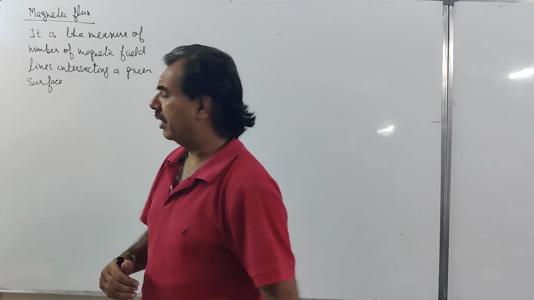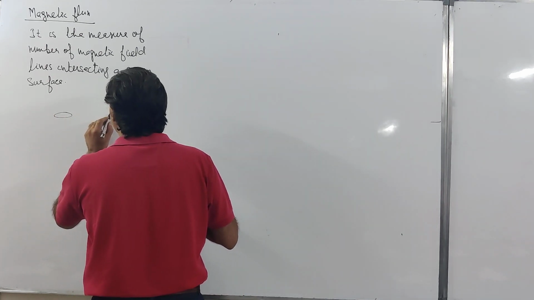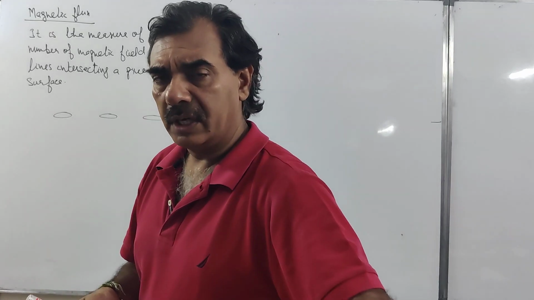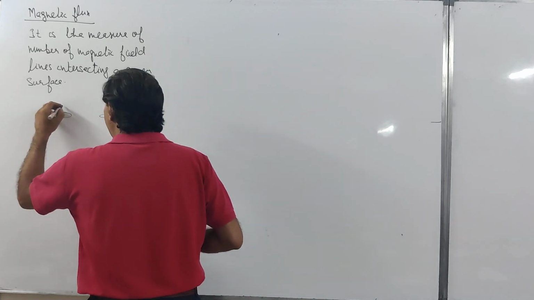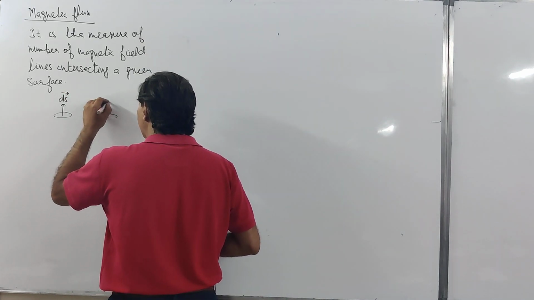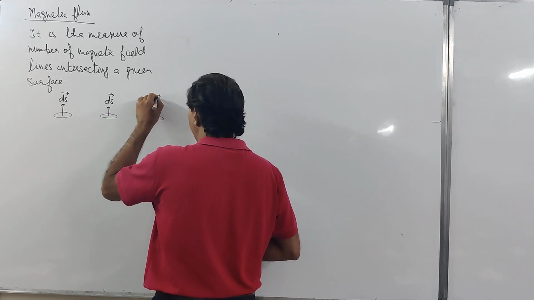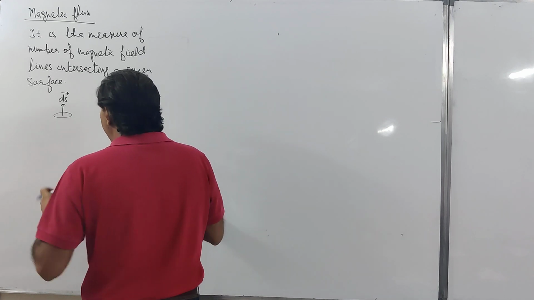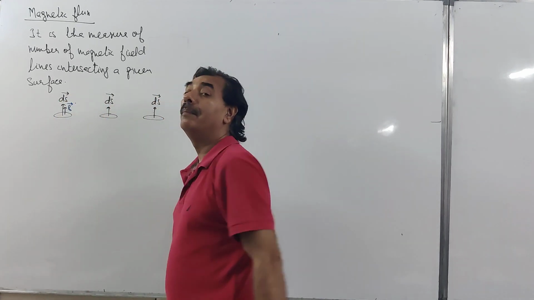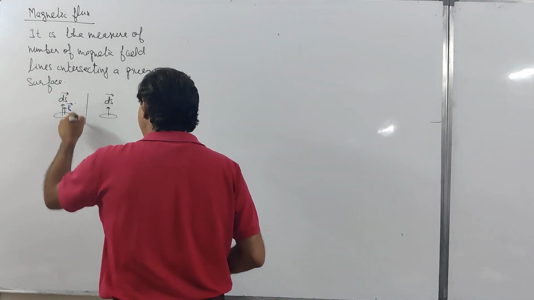Just as electric flux. Suppose I have a surface area, I will make three cases, and this is the surface area vector. Magnetic field normal to the surface. So the number of field lines intersecting the surface is maximum.